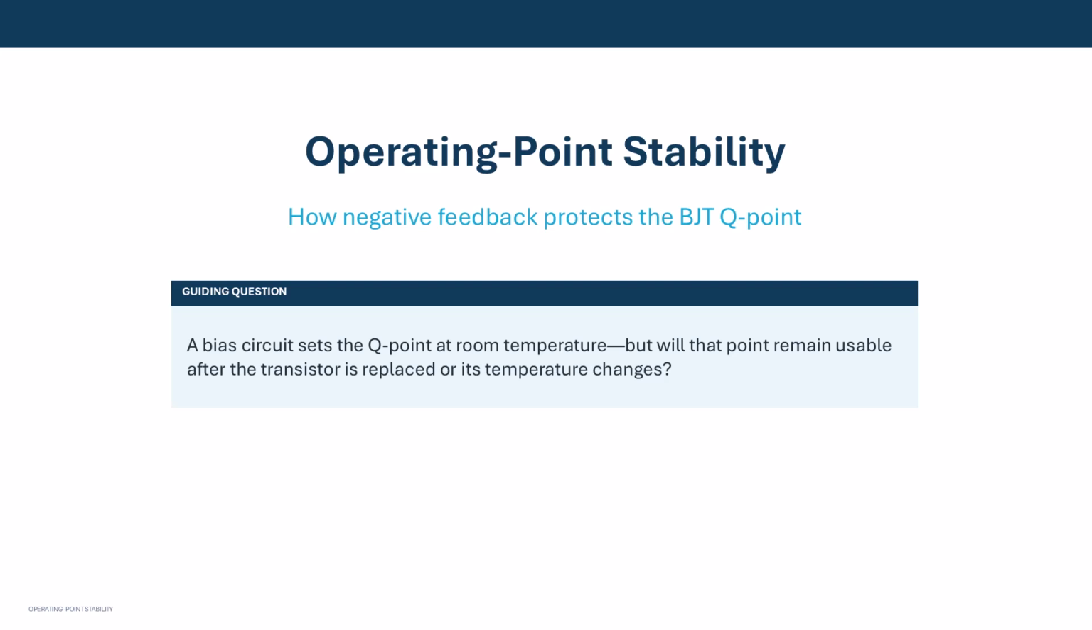In this lesson, we will connect Q point drift to distortion and thermal risk, define three stability factors, derive the leakage current stability factor for fixed bias and emitter resistor self bias or voltage divider bias, and use those results to make practical design decisions.